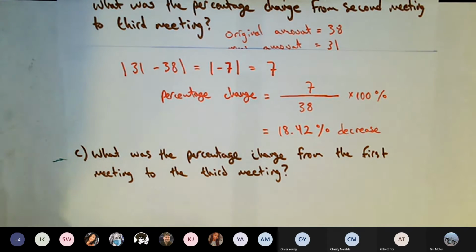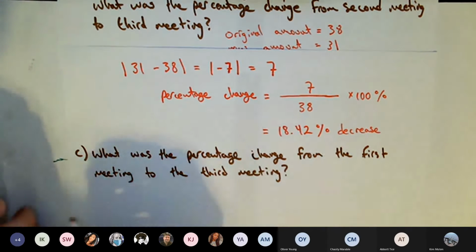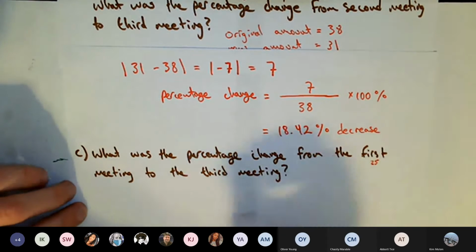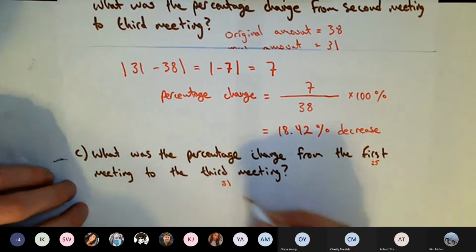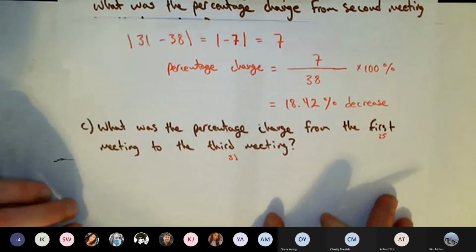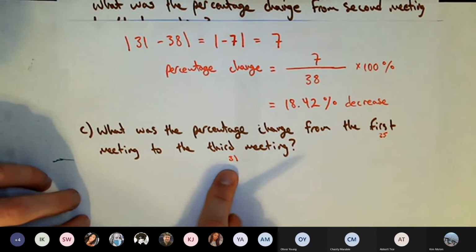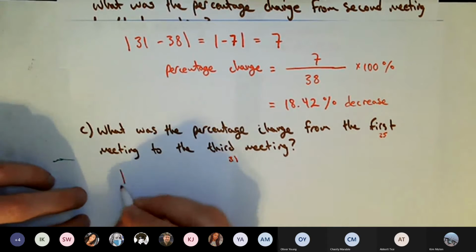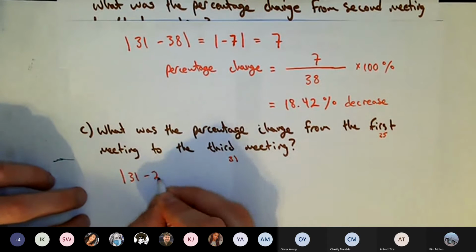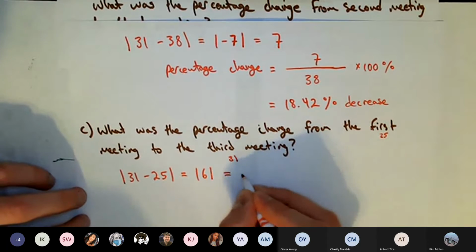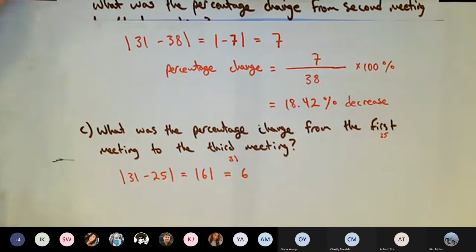Okay, so the numbers I'm measuring are first meeting, that was 25 people, right? Maybe it's helpful to write that down. And third meeting was 31 people. So the 25 is my original amount now, and third meeting attendance 31 is my new amount. So I'm going to take the absolute value of 31 minus 25, which is just going to be the absolute value of 6, which is just 6, right? So no worrying about the negatives here.